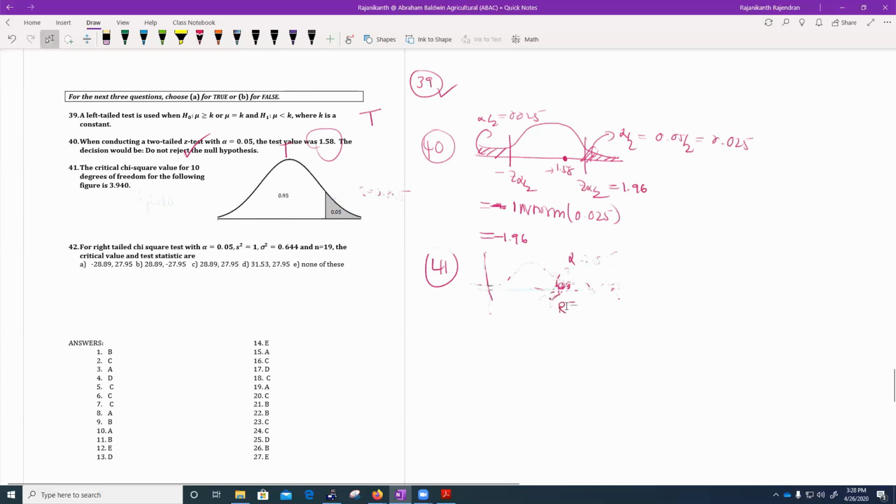We know how to find it, and check with the degrees of freedom 10. So I got this answer as 18.307, but the given value was 3.940. Yeah, this is not correct with my answer. Therefore, this statement is false.